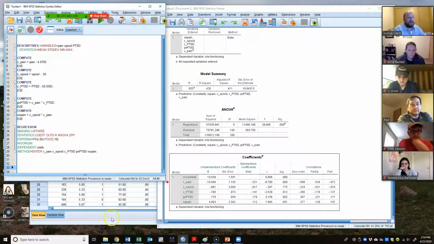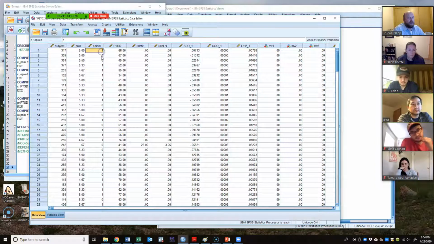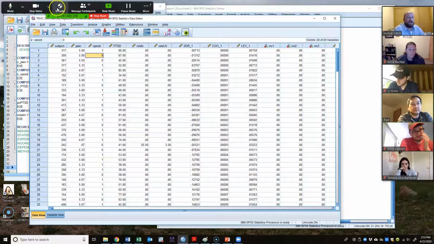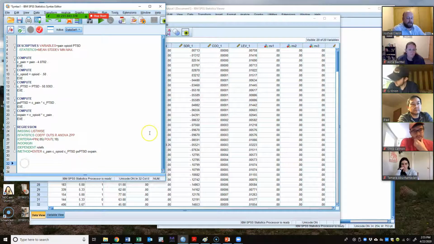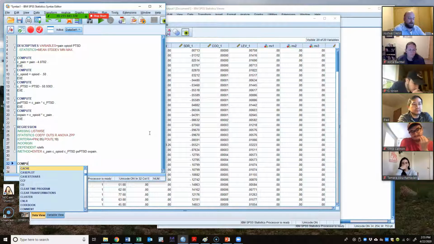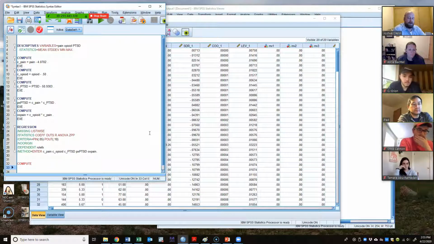So what I can do in my data set, opiate use, 1 means use and 0 means no use, right? So I could go through and compute, and I already have opiate use at 0, so I don't need to worry about that. But I do have a couple of interaction terms to be thinking about, right?